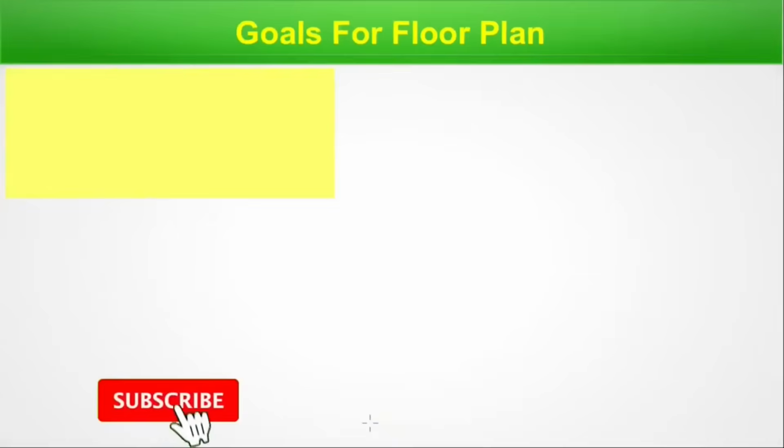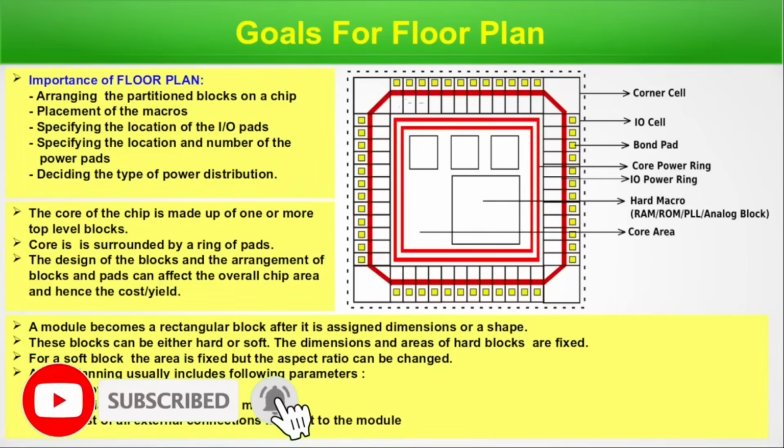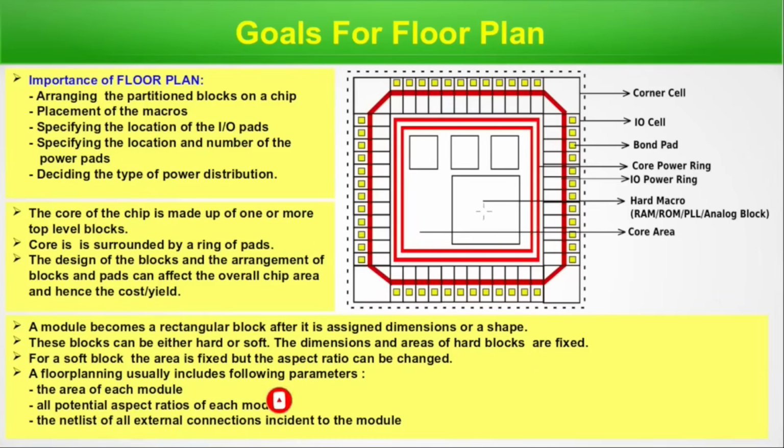Goals for floor planning. There is another infographic. It's a representative diagram of a chip. This is the core area, and these are hard macros like RAM, ROM, PLL, analog block. Now this is the core power ring, IO, and this is the IO power ring. IO cells are there, corner cell. That is the generalized structure of an IC.